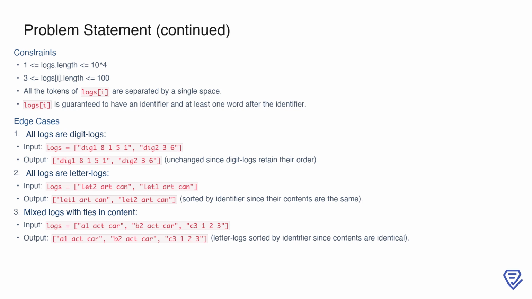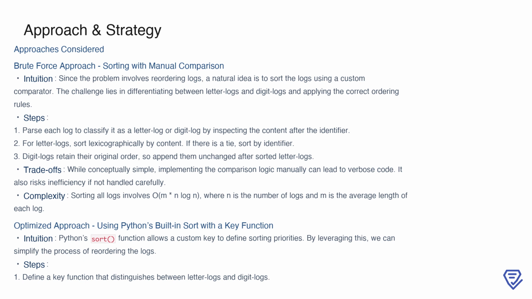car, C3123. To tackle the problem of reordering logs, two main approaches come to mind. The first is a brute force approach, where we sort the logs using a custom comparator. The intuition here is straightforward, since the goal is to reorder logs, sorting them by specific rules can achieve the desired result. The challenge lies in distinguishing between letter logs and digit logs, as they are treated differently. The process involves parsing each log to classify it based on its content, whether it starts with letters or digits.